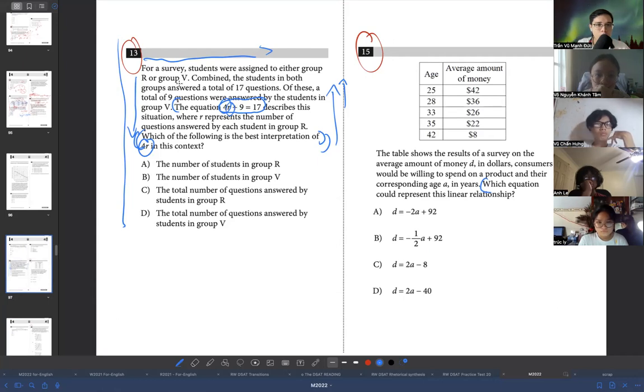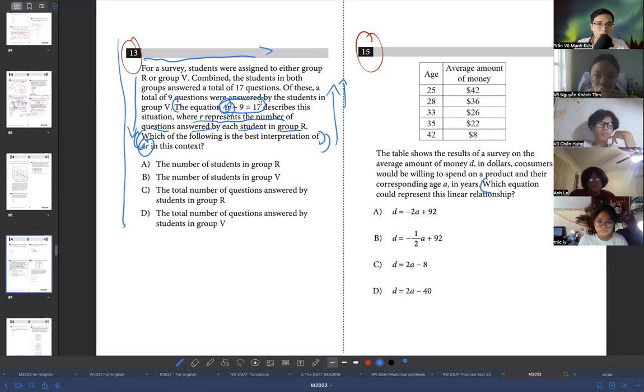So I'm going to look at what R is. Let's see, where is R? For the survey student compiled, this one. This R represents the number of questions answered by each student in group R. So I'm having this vague visualization. I just understand vaguely that 4R represents something more than just one student, right?